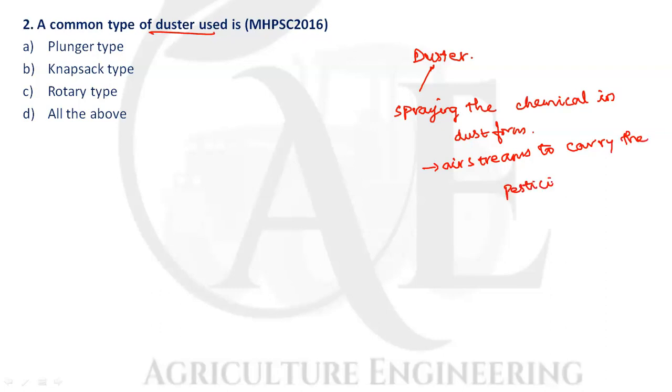There are 4 types of duster. One is the plunger type, another is the knapsack type, another is the rotary type, and another is the power operated duster. So these are the dusters of common type. All the above is the correct answer here.